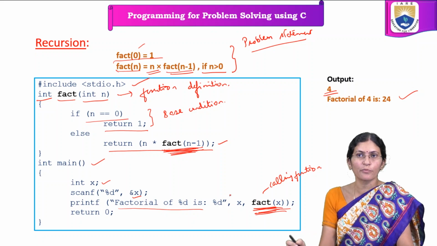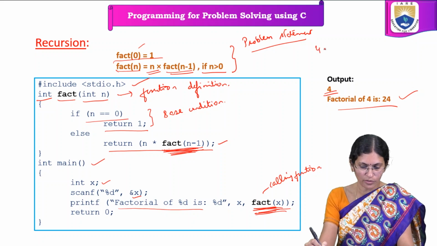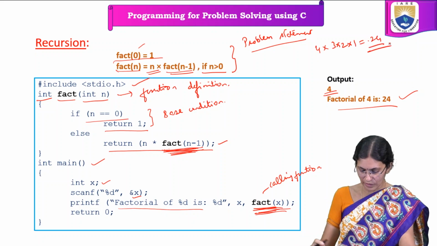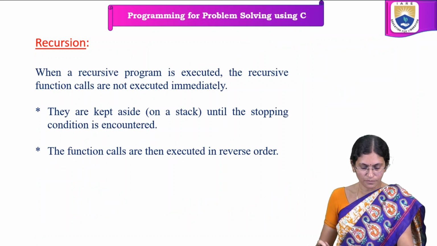So if we run this program, we'll get the output: factorial of 4 is equal to 24. We know that factorial of 4 is 4 into 3 into 2 into 1, which is equal to 24. Now let us see how the recursive function is executed.